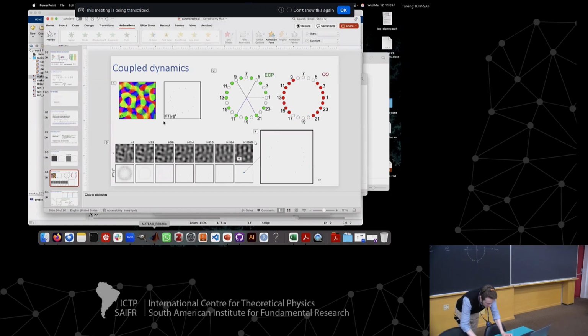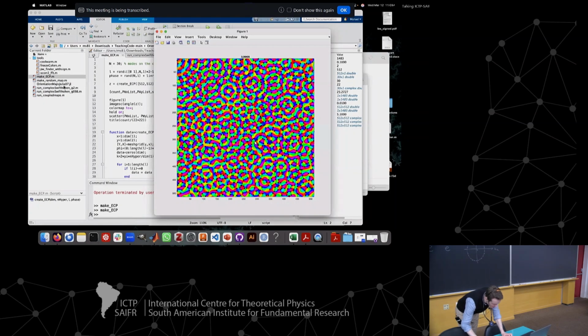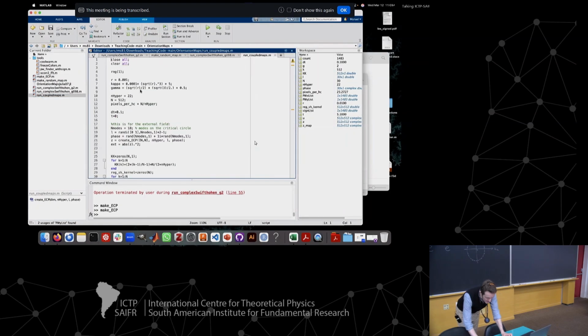Let's run this in the background while I continue chatting. If you want to play with this, this is the code, run coupled maps. The two important parameters: kappa again is the coupling. Let's make this 1. And gamma is the amount of symmetry breaking. So if gamma is 0.5, the free CO field would make stripes. If gamma is 2.5 or larger, then the free CO field would make hexagons. So we can start with stripes, it doesn't really matter.